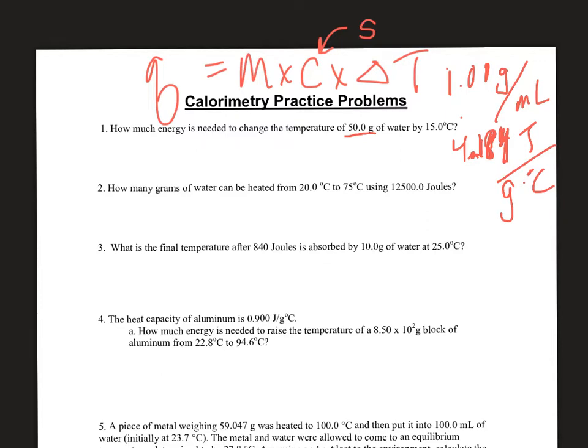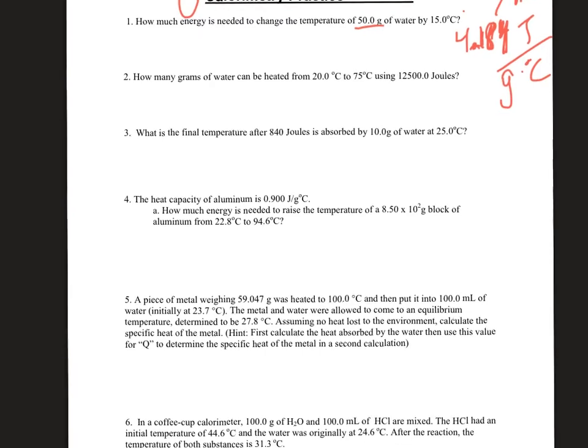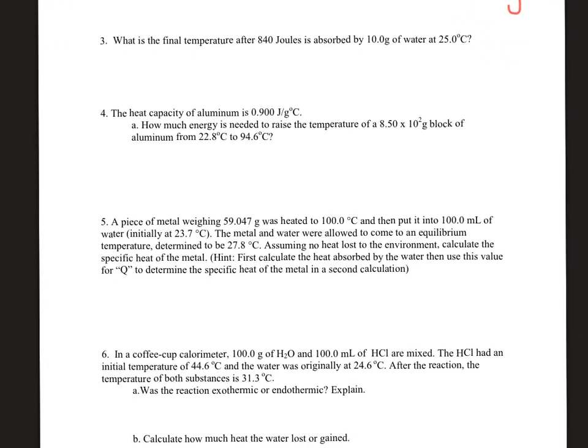And then in the next problem, how many grams of water can be heated from 20 to 75 using 12,500 joules? So in this example, where we have the joules, we have our Q that we're going to plug in, and we're going from 20 to 75. So we're not solving for Q in this case, right? We're just going to be solving for grams, and of course, we're still going to apply the 4.184 specific heat of water in that problem.